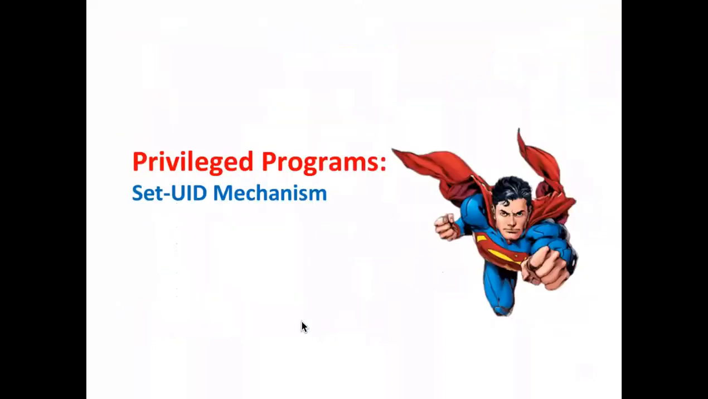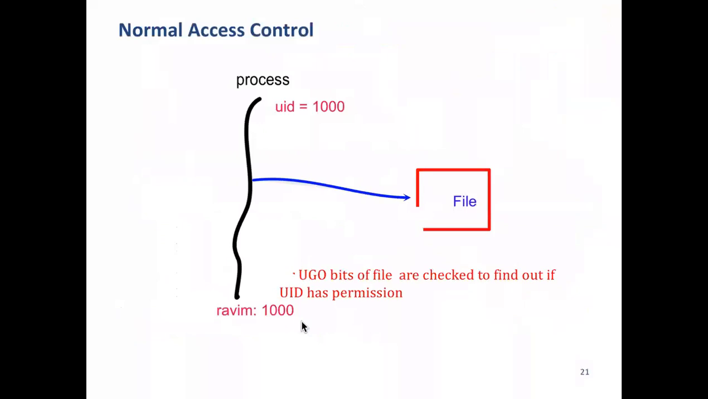All right. So now let's look at the very specific UID, set UID mechanism. Okay. So your user ID is 1000, like my user ID is 1000. And I want to access a file. So the OS will check the UGO bits, user, group and other bits, and find out if I have permission.